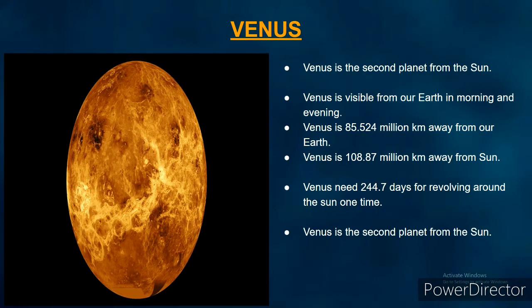See, this is Venus. Venus is the second planet from the Sun. Venus is visible from our Earth in morning and in the evening. Venus is 5.524 million kilometers from our Earth. Venus is 108.87 million kilometers away from the Sun. Venus needs 244.7 days for revolving around the Sun one time. And Venus is the second planet from the Sun.